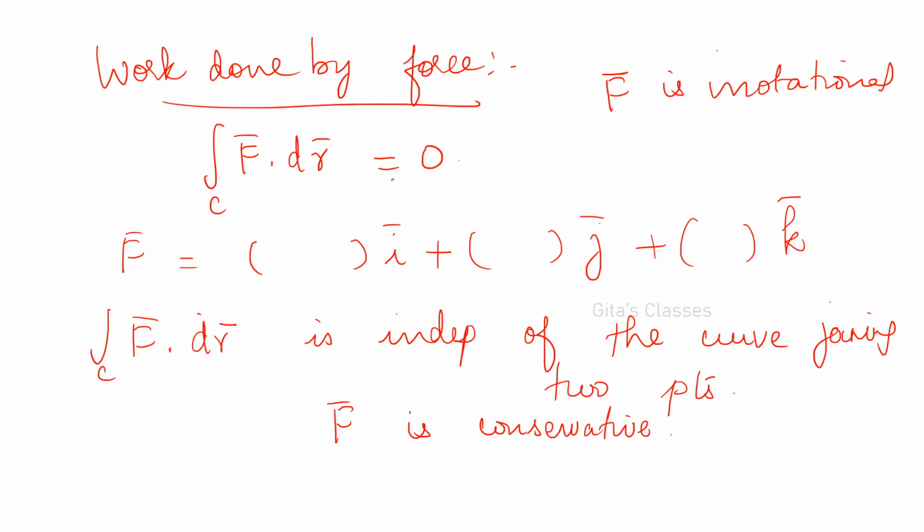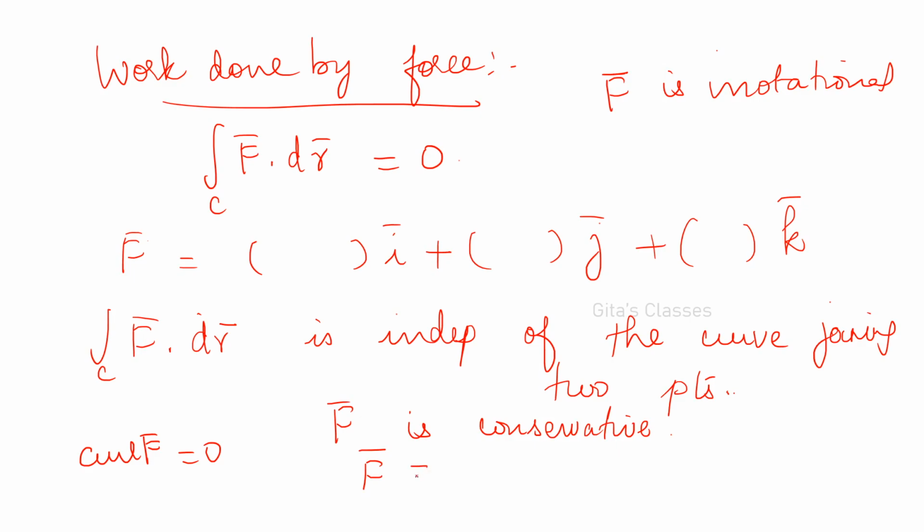So in this case, you need not find F dot dr and all. Just prove that curl F is equal to 0. If curl F is equal to 0, then this is independent of the curve joining two points. If it is conservative, the converse is also true; both are true. So if it is irrotational, F is conservative.